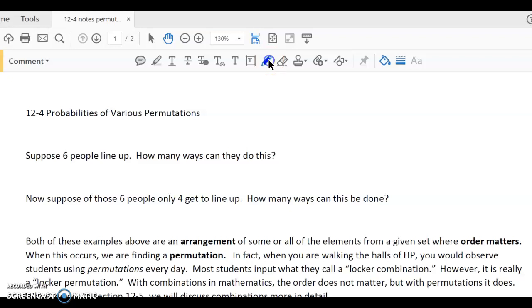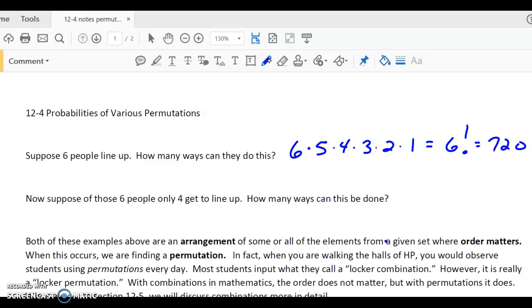Well, think about in the first position of the line, we have 6 choices. Then we have 5 choices. Then we have 4 people to choose from, 3 people to choose from, 2 people on down to 1. You might notice that that is 6 factorial, which is equal to 720 ways 6 people could line up.